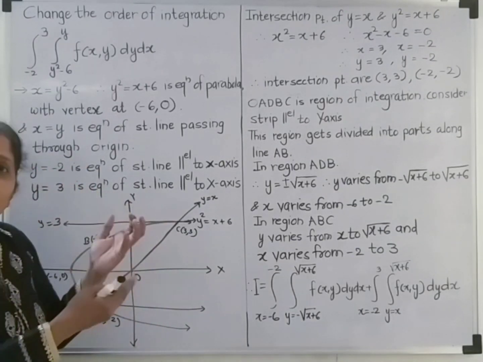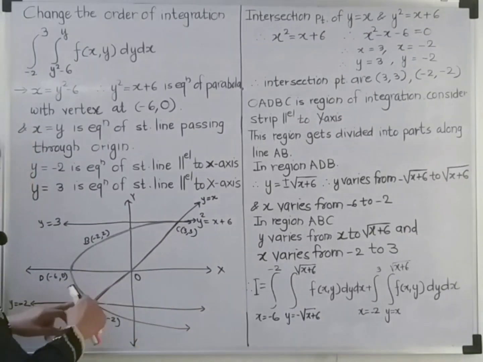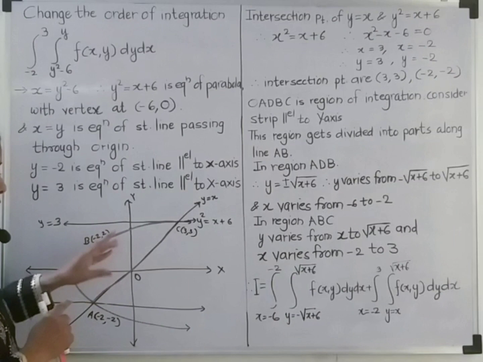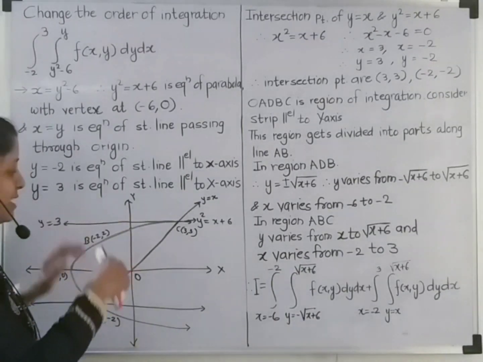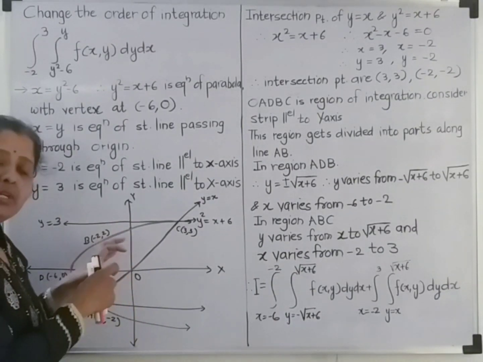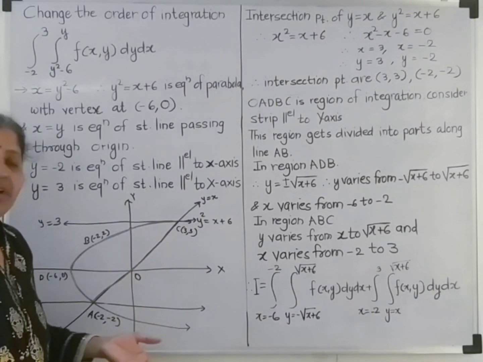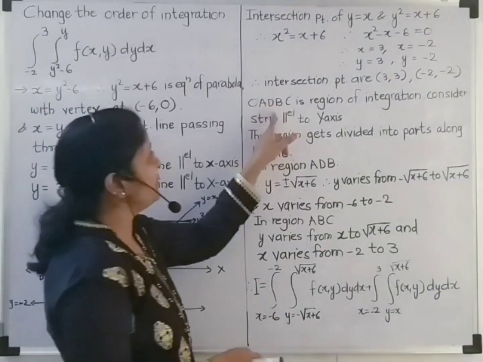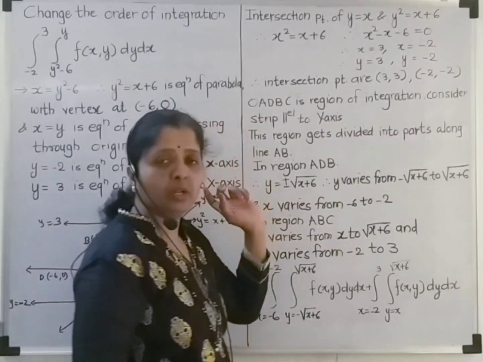So you can conclude which is the common area, that this shaded part is the common area. Always you find out the common region from x and y, and that common region is the required region of integration. So let us shade, I have shaded this region. So OADBC is the region of integration, right?